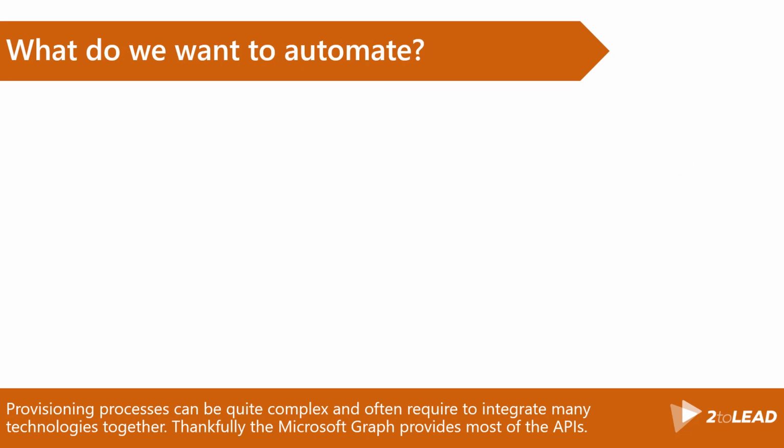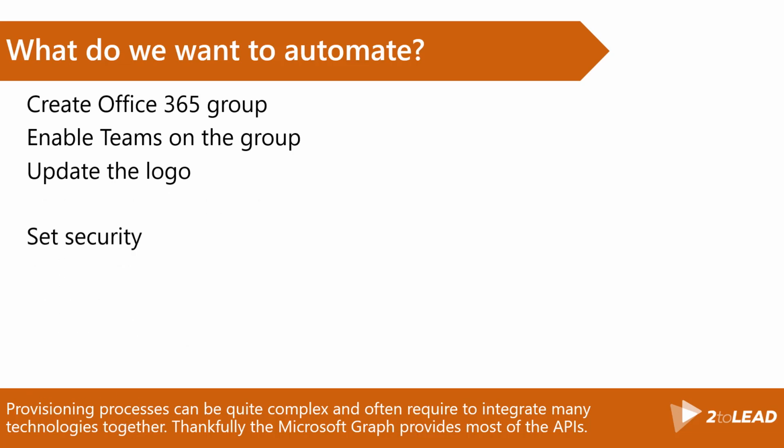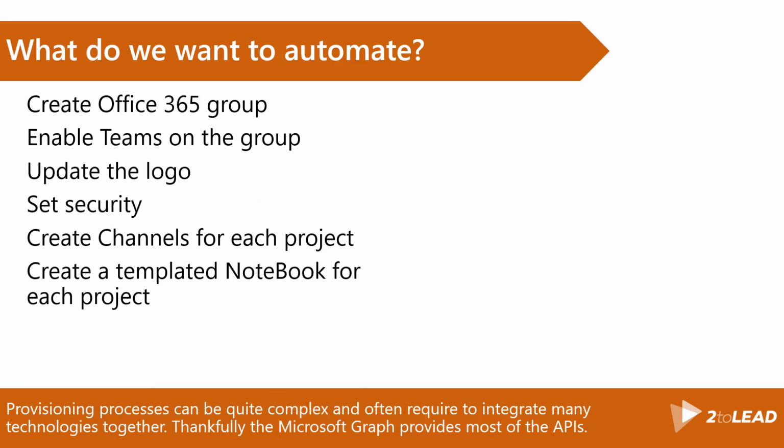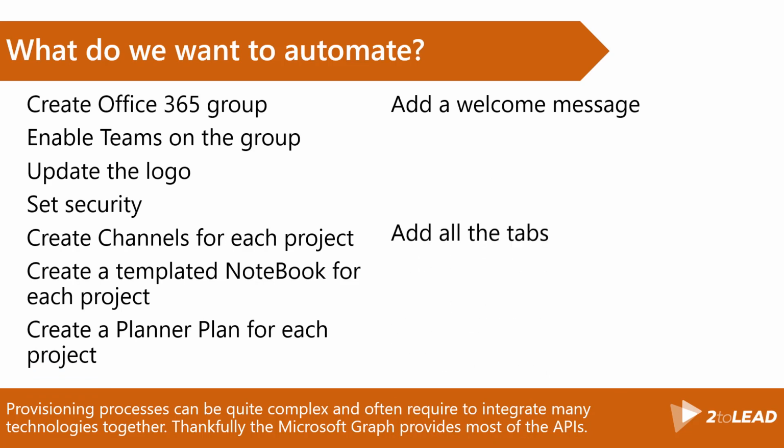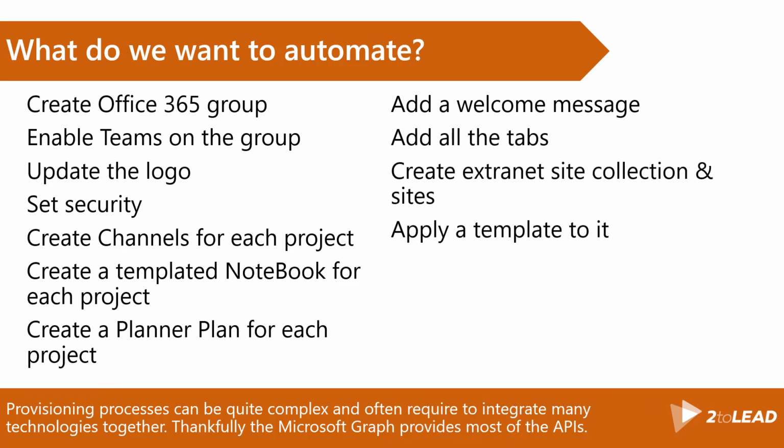What things do we want to automate in that scenario? Well, things like creating an Office 365 group, enabling team on the group, setting up the logo, the security, creating the channels, creating notebooks with templated notes, adding a planner plan for each project, while adding a welcoming message so people know that something new is available and they can start talking about it and collaborating and so on and so forth. Adding all the tabs, so again, they don't have an empty shell, they have already something usable and that brings value to them. And things like creating extranet site collections and sites and applying templates to those and so on, right?